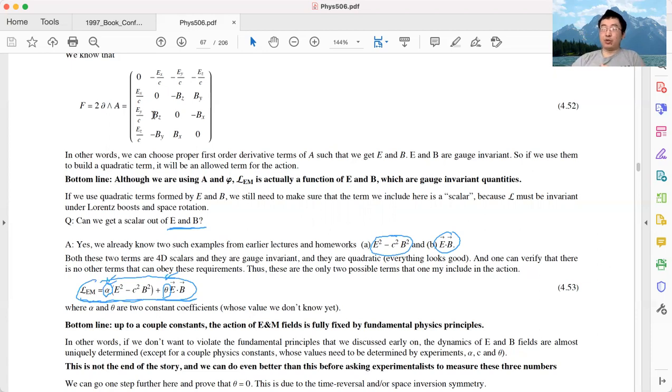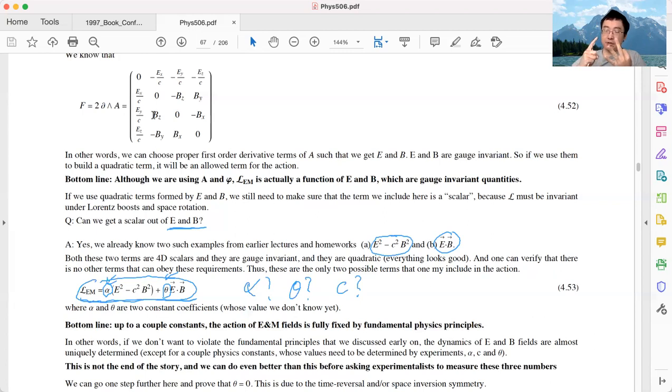The only thing that the symmetry does not give us is the value. What is the value of alpha? What is the value of theta? And what is the value of the speed of light, c? Okay. We only have these three unknown parameters. In other words, for electrodynamics, almost everything is determined by symmetry and the principle of locality. The only thing we need to do is to measure three numbers from experiment. And those three numbers are alpha, c, and theta.